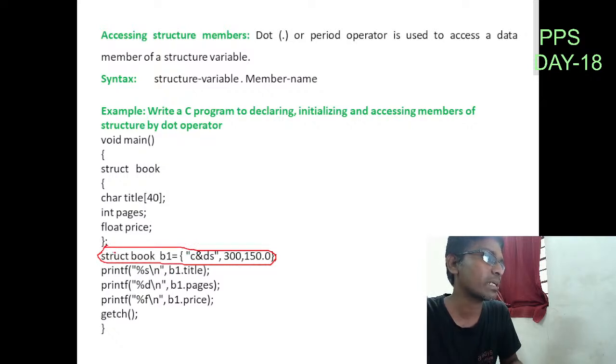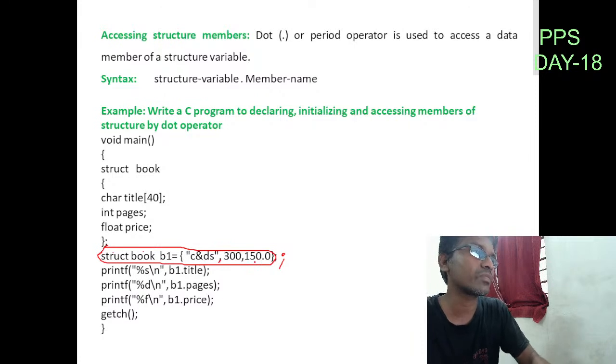It is struct followed by the structure name followed by the structure variable b1 is equal to a list of values. Every list of values will be separated by commas and it will be terminated by a semicolon. So this is the initialization of structures. After initializing the structure, if you want to access the structure members, you have to use the structure variable followed by the dot operator followed by the structure members. That is for accessing the structure members.